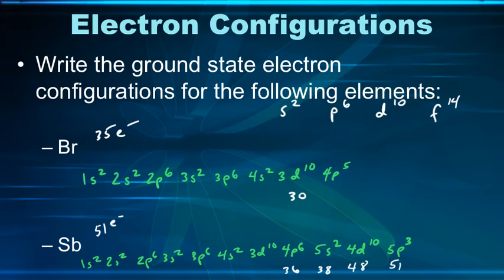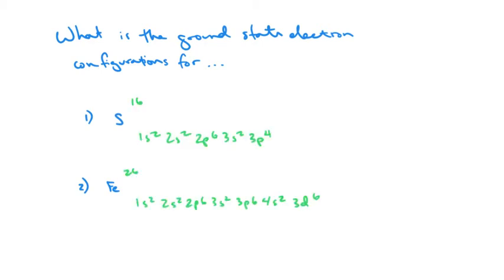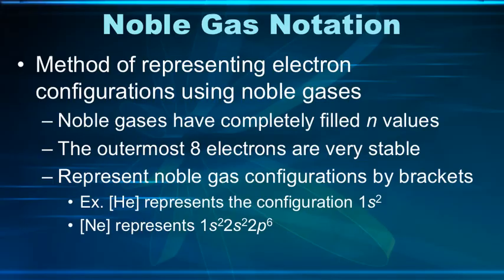I'm going to give a couple of them for you to try now. Okay, the 2 for you to try here are sulfur and iron. Let's see how you do. Make sure you've got your periodic table handy. Okay, so here are the solutions for you. Sulfur needs 16 electrons, should look like that. Iron needs 26, should look like this.